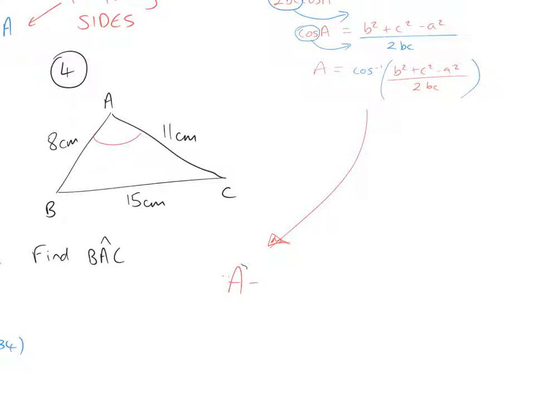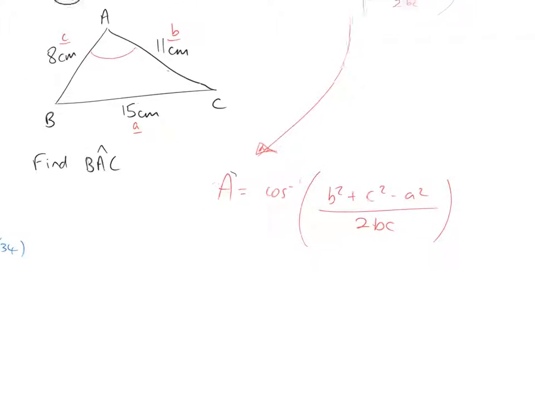So we know that the formula is going to be cos to the minus 1 of b squared plus c squared minus a squared all over 2bc. So label up the triangle. Here's little a, underline it because I know it. Here's little b, underline it because I know it. And here is little c, underline it because I know it. Chuck it into that, and then you should get your answer.